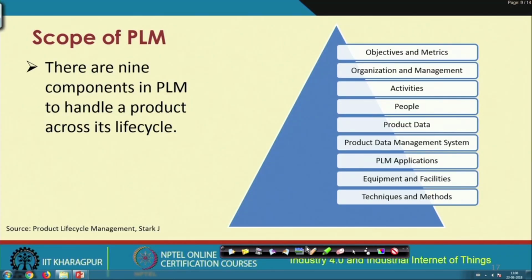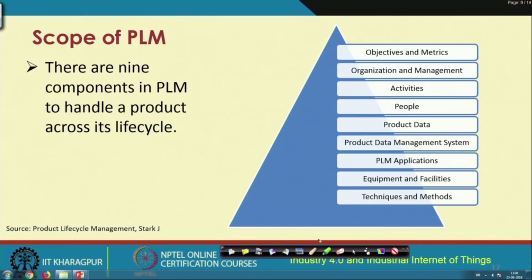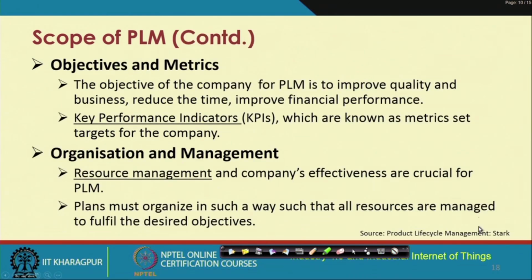So, going back, what is the scope of PLM? There are 9 components in PLM to handle a product across its life cycle. These are the different components: objectives and metrics, organization and management, activities, people, product data management system, different PLM applications, equipments and facilities, techniques and methods. All of these 9 components will have to be handled in the life cycle of a product in PLM. So, objectives and metrics.